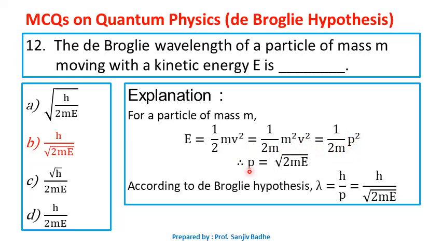And from this we can write p is equal to square root of 2mE, and therefore the de Broglie wavelength lambda, which is given by h upon p, so in this relation p can be replaced by square root of 2mE, and therefore lambda can be written as h upon square root of 2mE. So let us find this option. Here h upon square root of 2mE is given in option B. So option B is the correct option here. The de Broglie wavelength of a particle of mass m moving with kinetic energy E is given by h upon square root of 2mE.